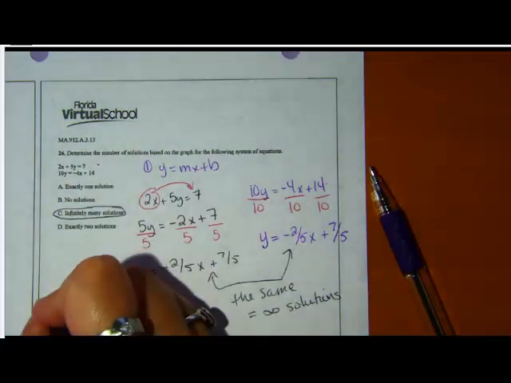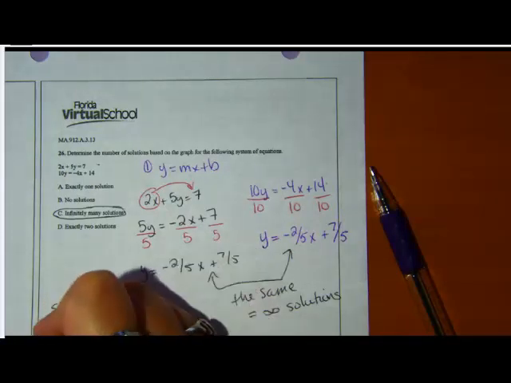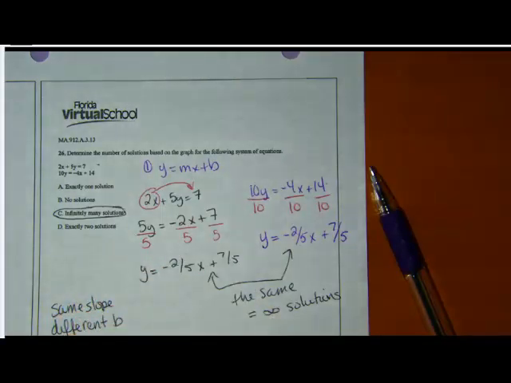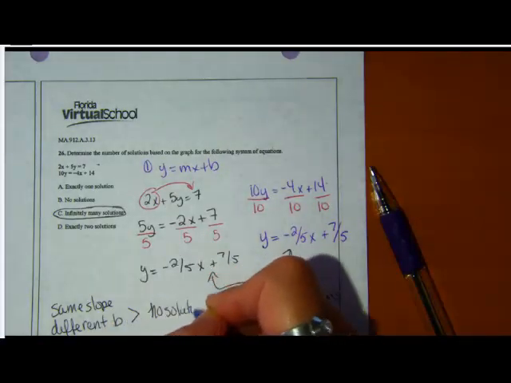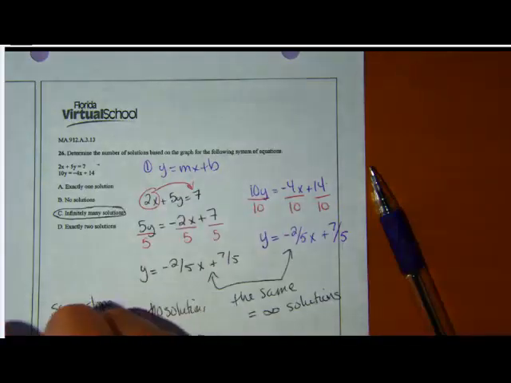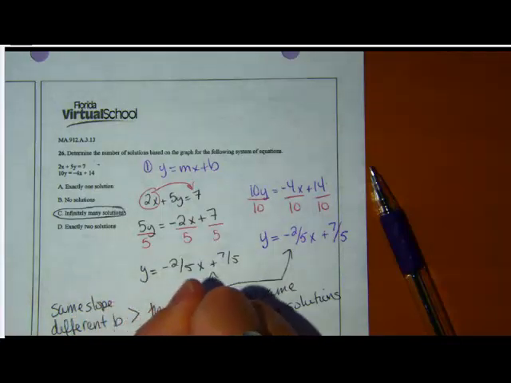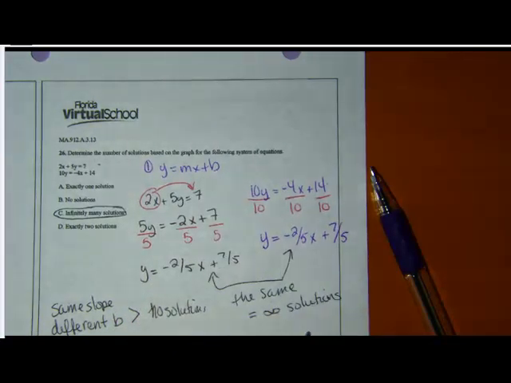If you get the same slope and different b, so same m, different b, you have no solutions. And if you get different slopes, you get one solution. So same slope, same b gives you infinite solutions. Same slope, different b gives you no solutions, and then different slopes gives you one solution.